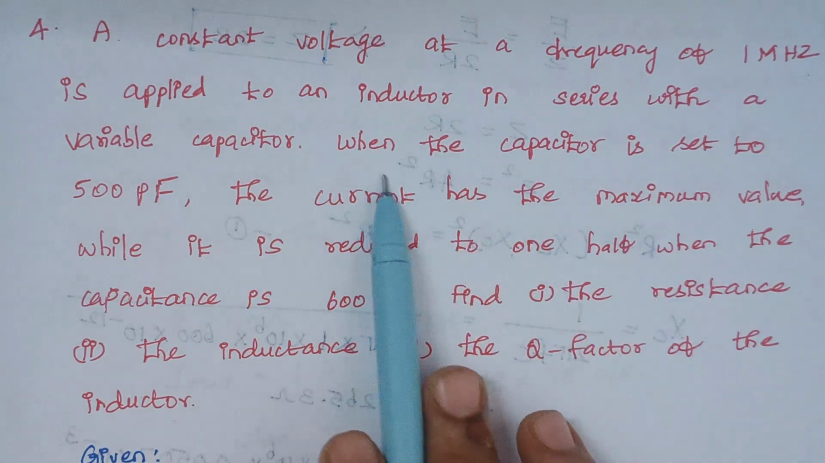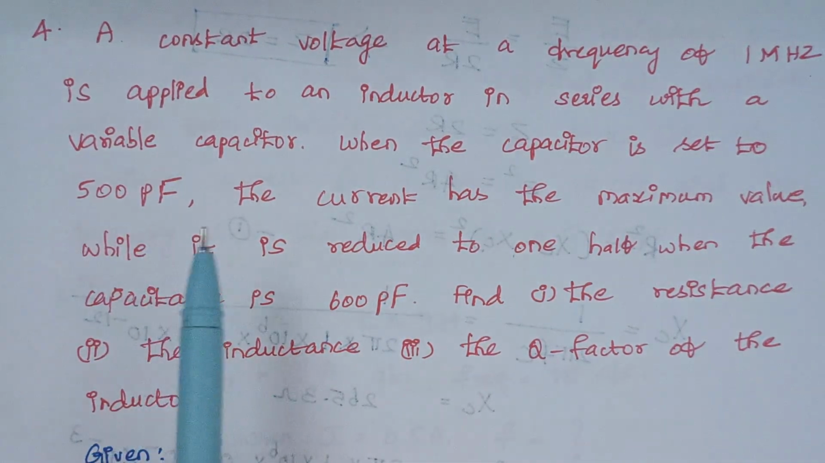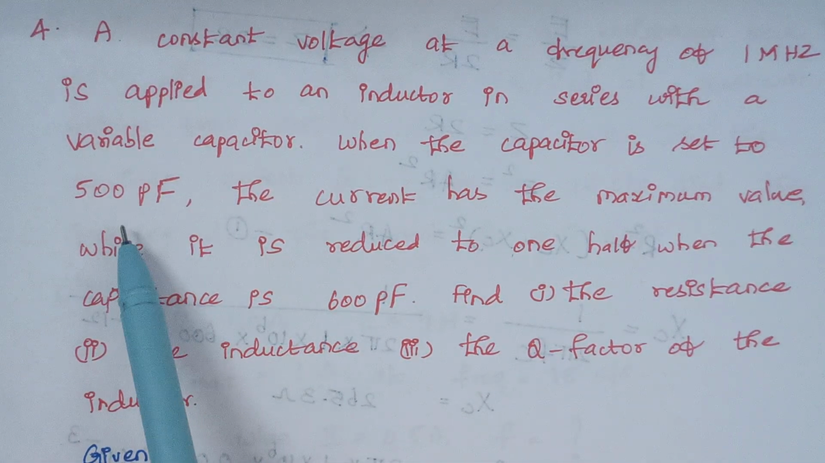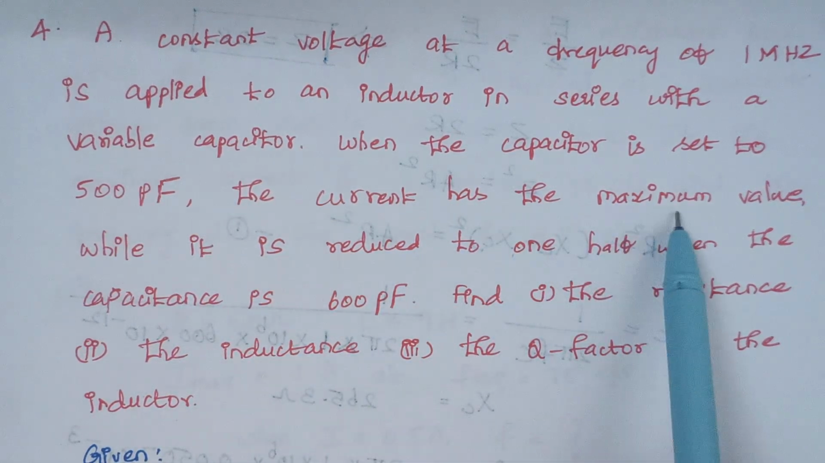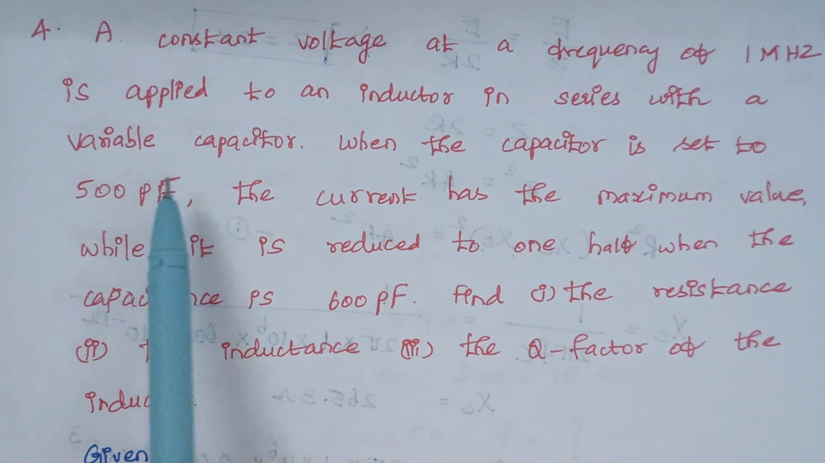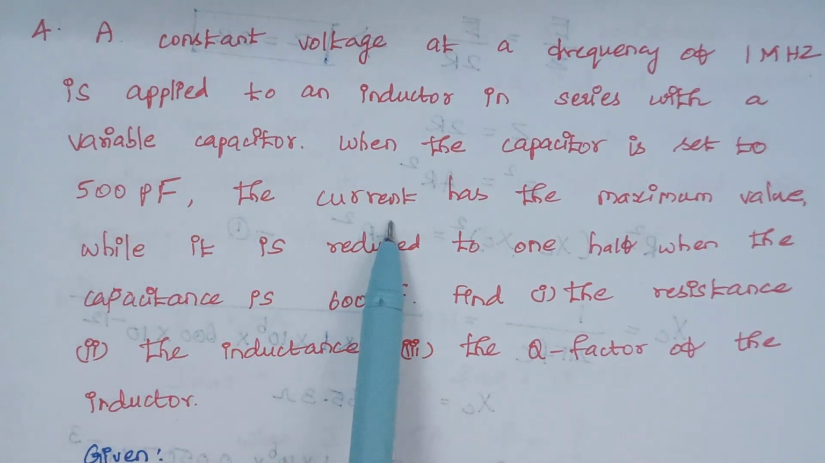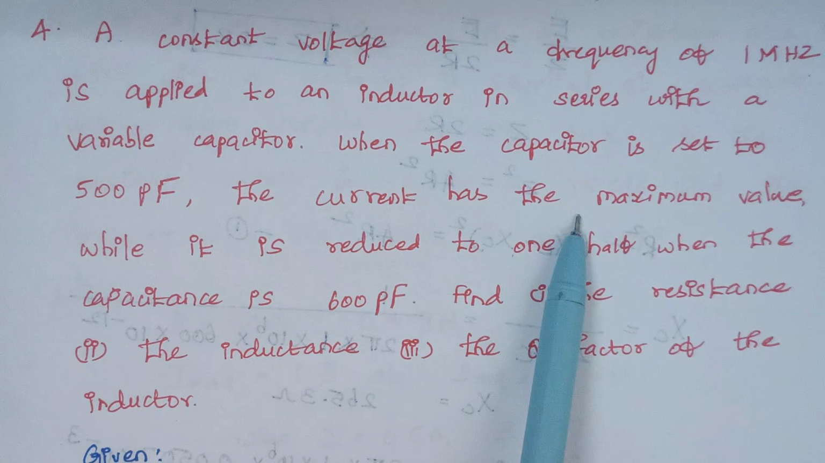Right. So, when the capacitance is set to 500 picofarad, when the value of the capacitor is 500 picofarad, the current has the maximum value. So, what does it indirectly mean? The circuit acts as a resonance circuit when the value of capacitance is 500 picofarad. Only at resonance, the current will have the maximum value.